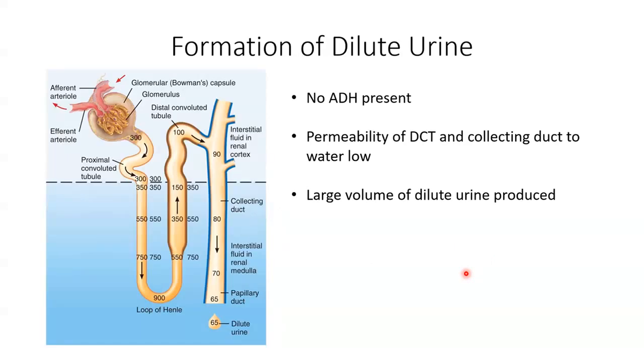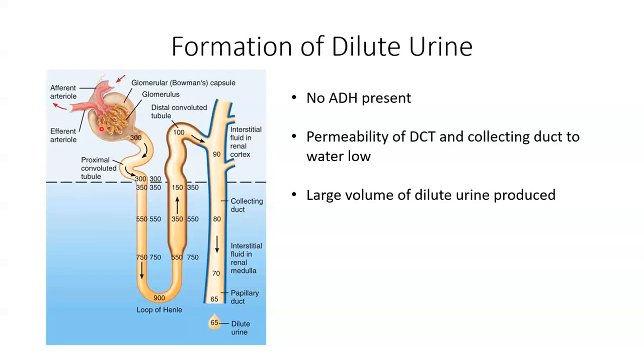So looking at the process of producing dilute urine, and remember we produce a large volume of dilute urine when we're well hydrated. The first step of urine formation, as we've discussed, is glomerular filtration. So we have blood coming in through that afferent arteriole, being filtered through the glomerulus through that filtration membrane, and the filtrate enters the Bowman's capsule.